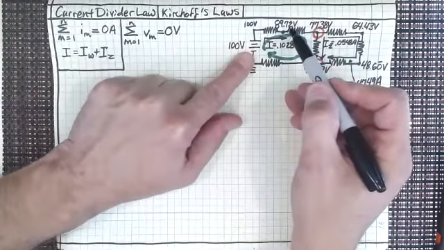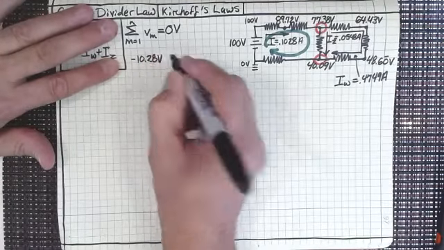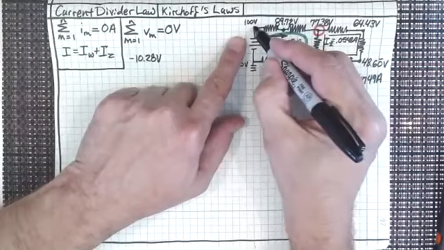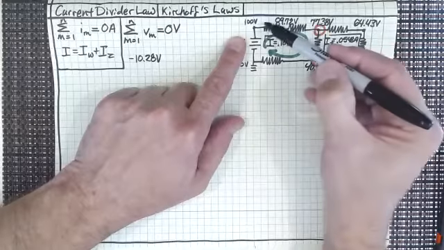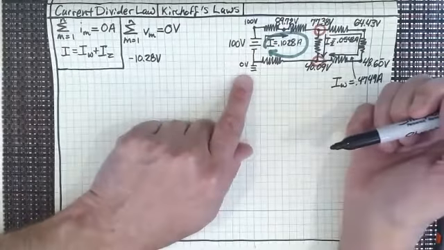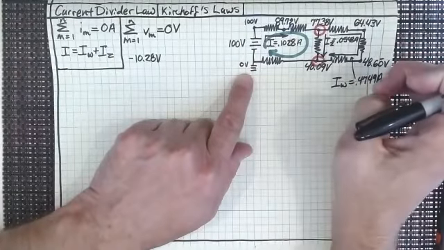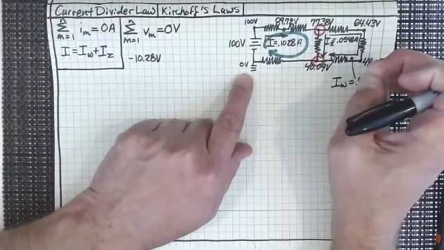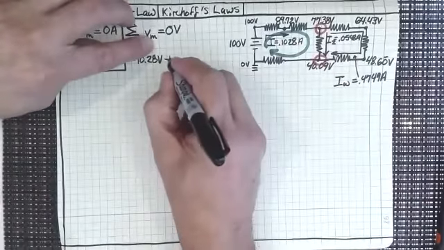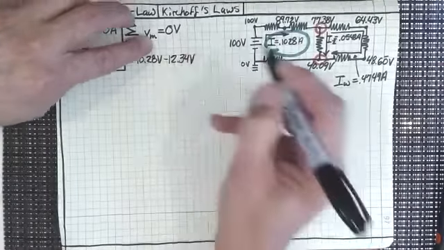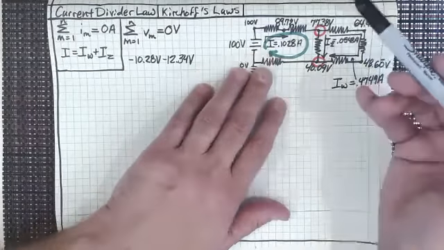Well, the first one that we're going to have is going to be 10.28. So I've got minus 10.28 volts, right? That's the first one. I'm starting from this point right here, and I'm going in a circular motion, right? So the first drop that I have is going to be minus 10.28. The second drop that I have, going from 89 to 72, is going to be 0.34 and 12.34, so minus 12.34 volts. Let me just do that again in my head. 12.34. Yep, I think I've got that right.